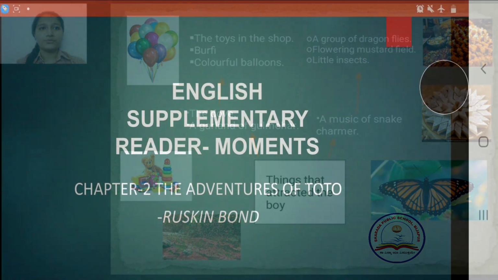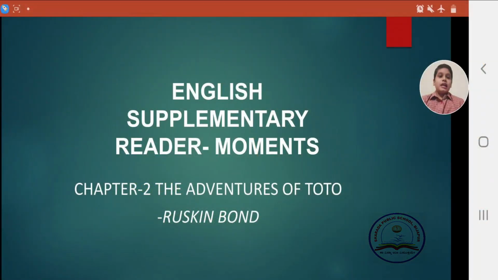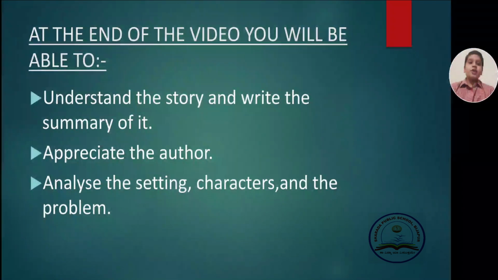Hello everyone, I am Shreyas from grade 9th, here to explain the topic The Adventures of Toto by Ruskin Bond. So let us begin. At the end of the video, you will be able to understand the story and write the summary of it, appreciate the author, and analyze the setting, characters and the problem.